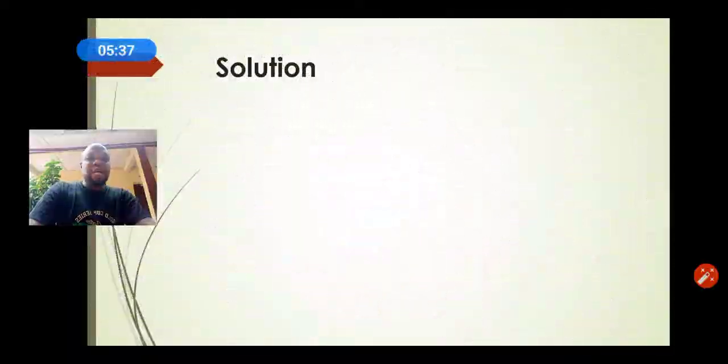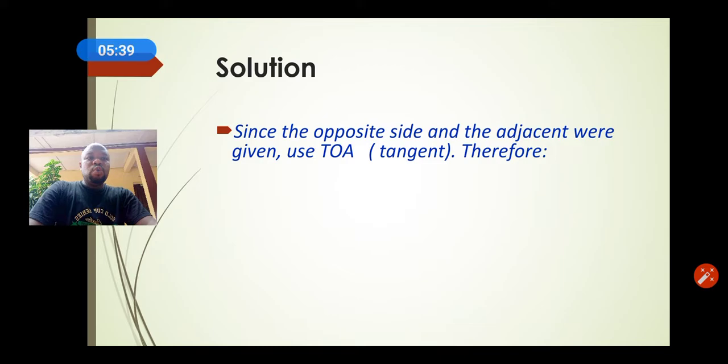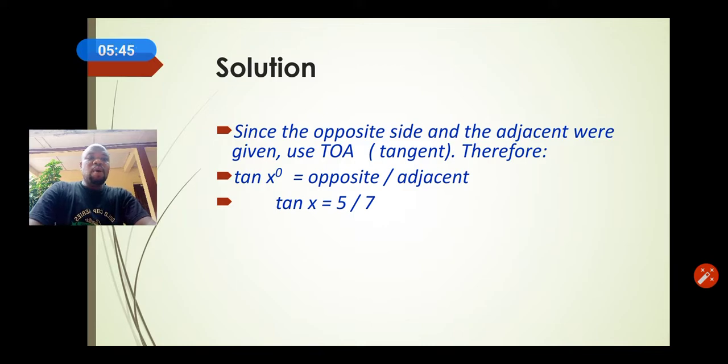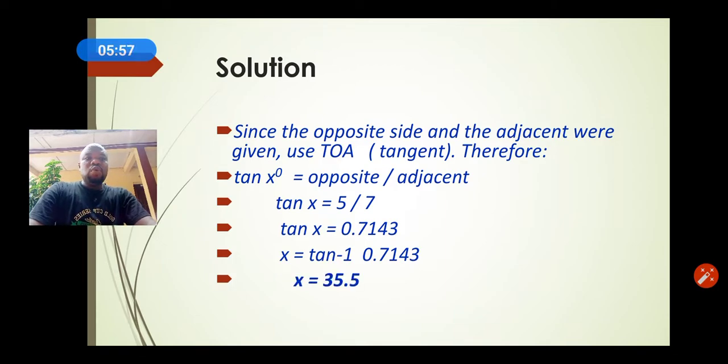So the tangent of that particular angle, which is x, is the opposite all over the adjacent. And the opposite is 5, while the adjacent is 7. When you divide that, you are going to have 0.7143. If you take the tan inverse of that figure, you are going to have 35.5.